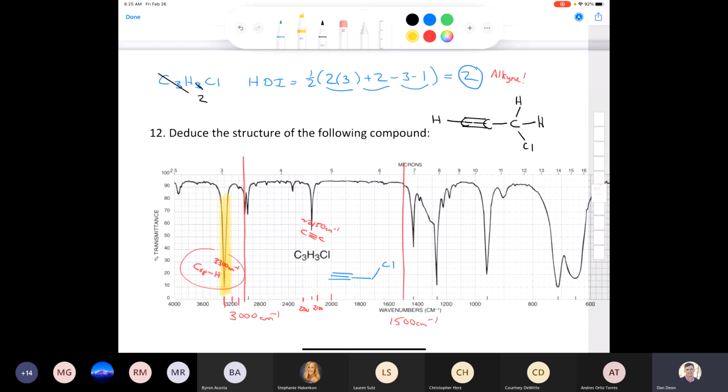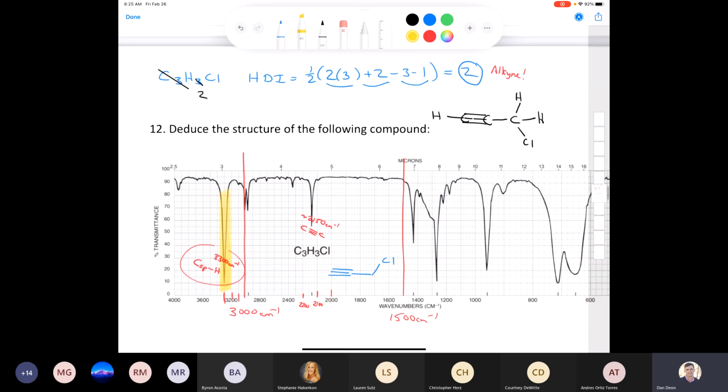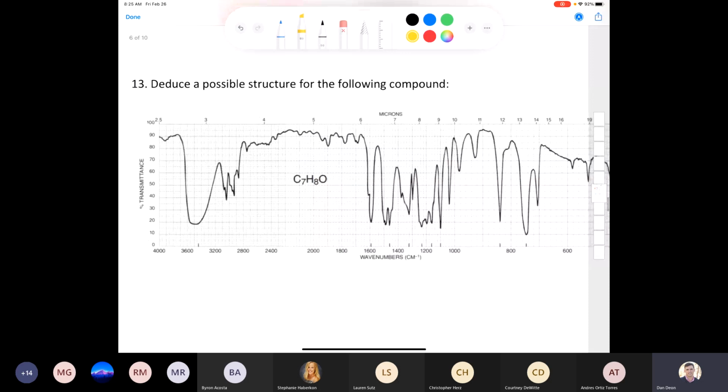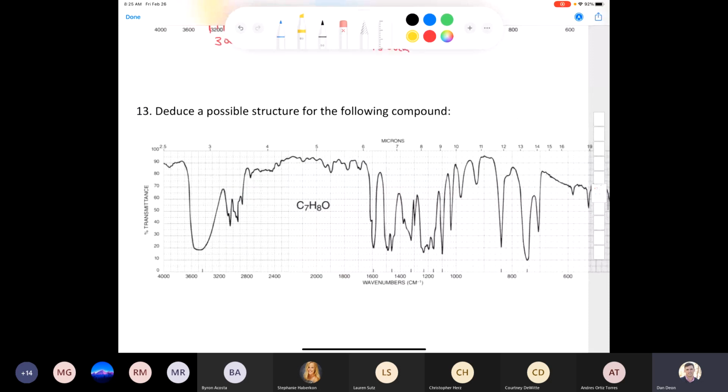Well, with that in mind, let's try another one that's in the same vein. It says here, deduce a structure for the following compound. We have a molecular formula, which is C7H8O. I'll throw this out here to my students first. Can anybody tell me what the HDI is for this compound? Take your time, make sure you get it right.